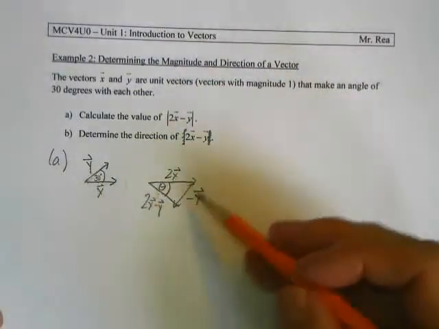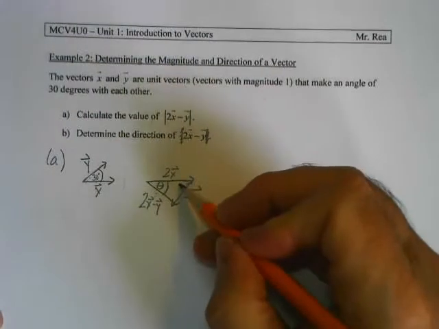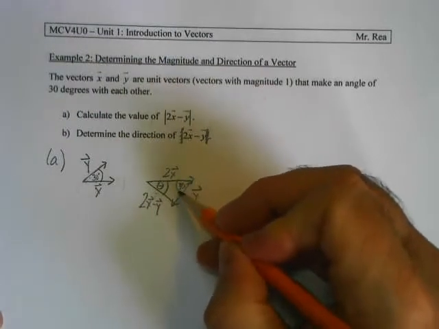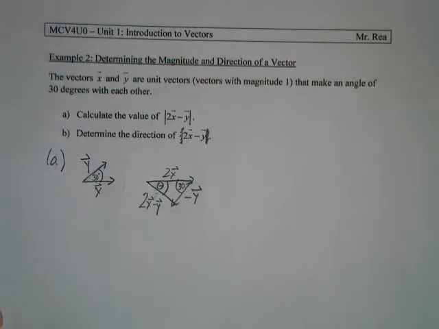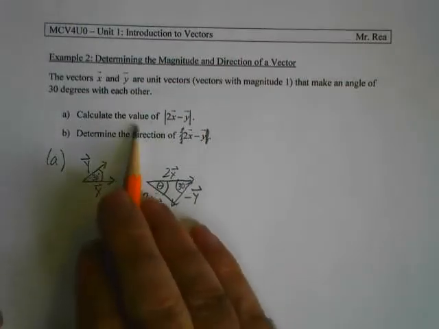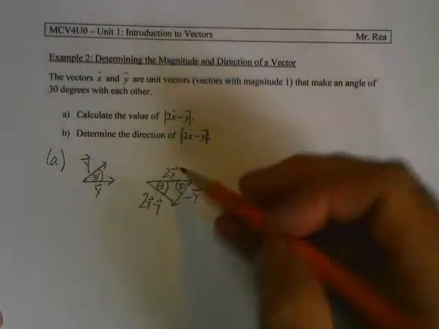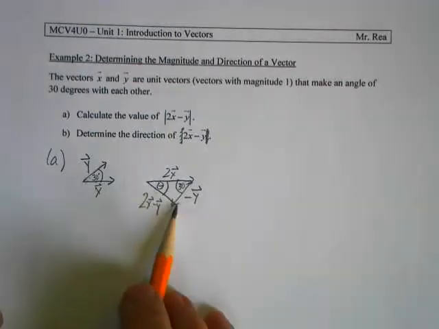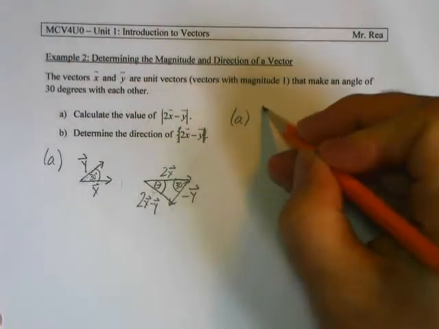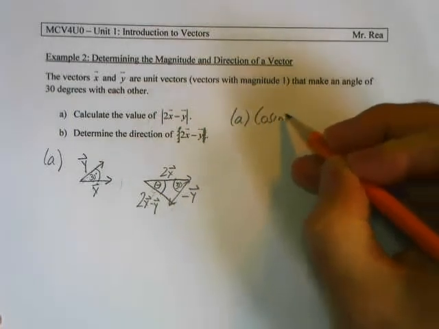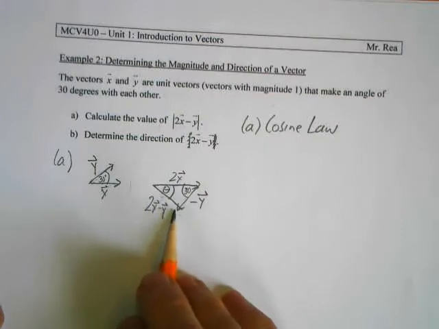Okay, so what we want to do now, so the 30 degrees, where did that end up? Well, you can see that this is 2x and y here, so the 30 degrees is actually here. Okay, so what we want to do now is we want the value of this, so we want the magnitude, so I want to basically determine the length of that side of the triangle. So for this, we're going to use cosine law just like we did previously.